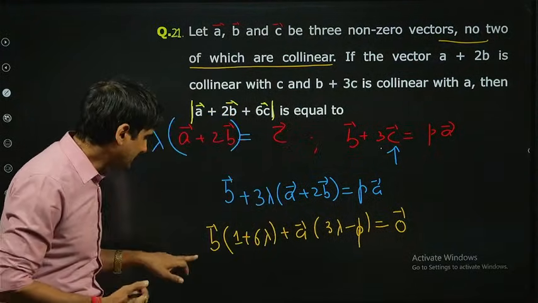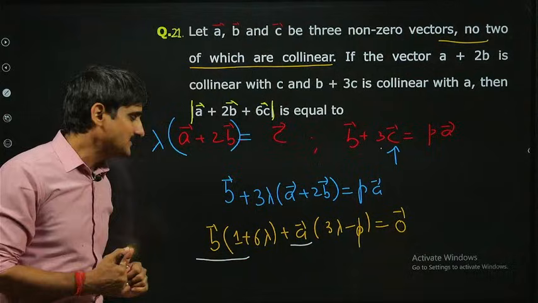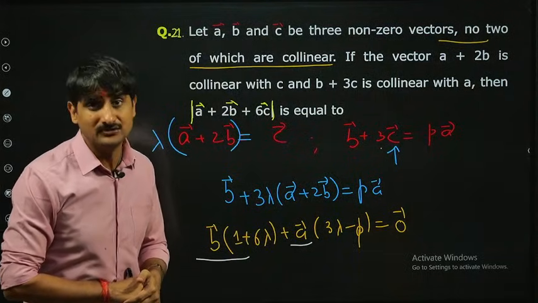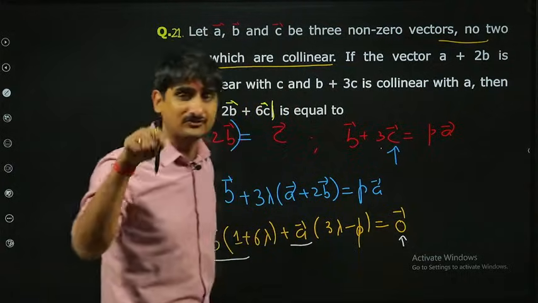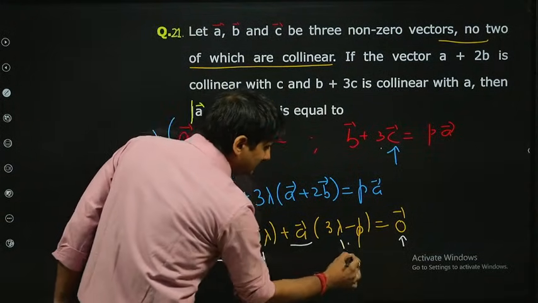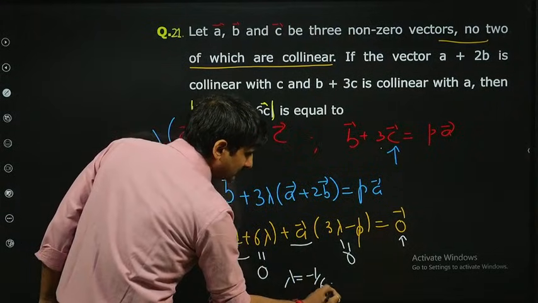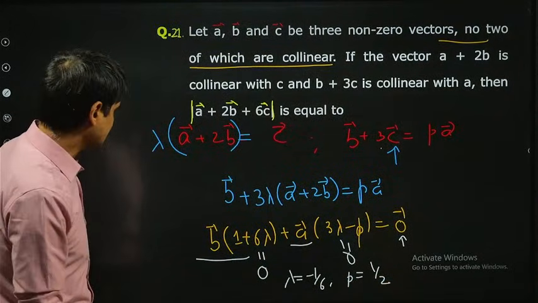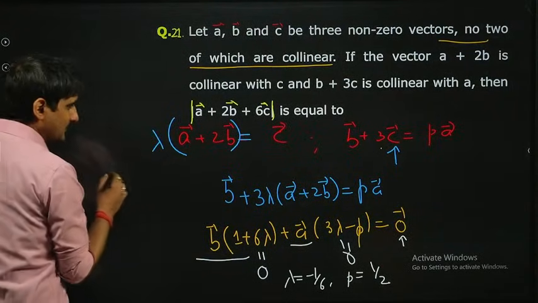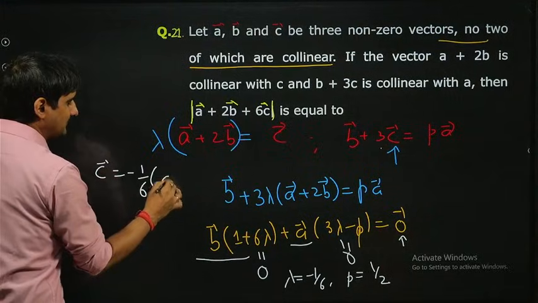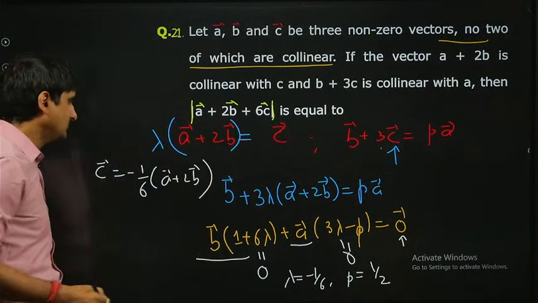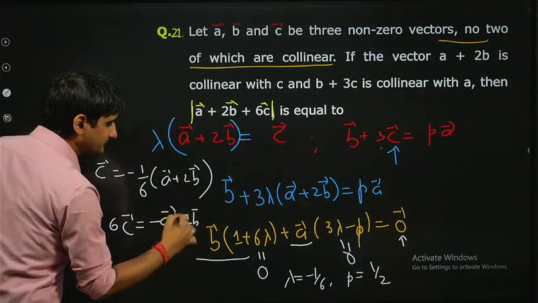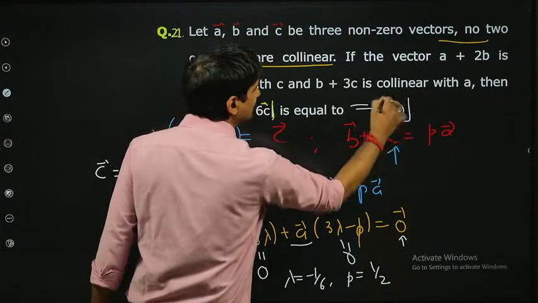As I said, if you linearly combine two, what does that mean? Multiply the vectors by scalars and add them. So if you linearly combine two independent vectors to write a null vector, that's possible only when both the scalars are 0. So from here you get lambda as minus 1 by 6 and P as half. We don't need P actually. So vector C is minus 1 by 6 times vector A plus 2 times vector B. Then you just put the value here. So 6 times vector C is minus A minus 2B, and when you add it, the answer should be 0. I think that's what you all would have got.